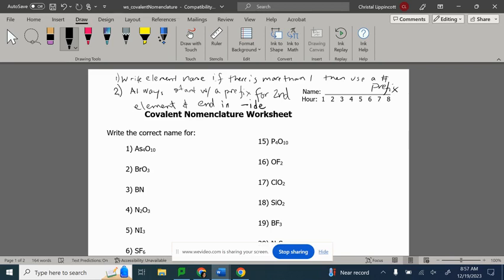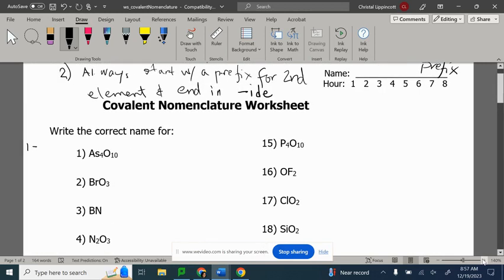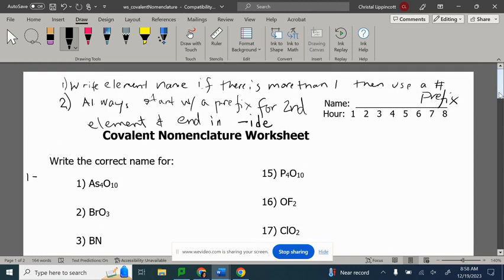Okay? So what are your number prefixes? I'm going to give those to you here. I wonder if I can make this bigger for you guys. Better? Okay. Number one is mono. Number two is di. Three is tri.